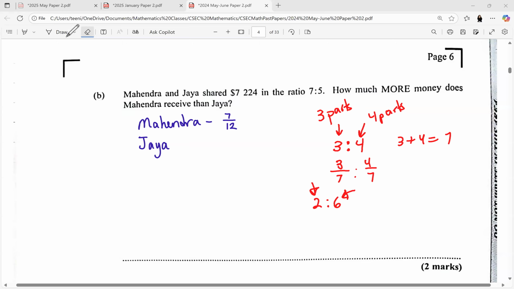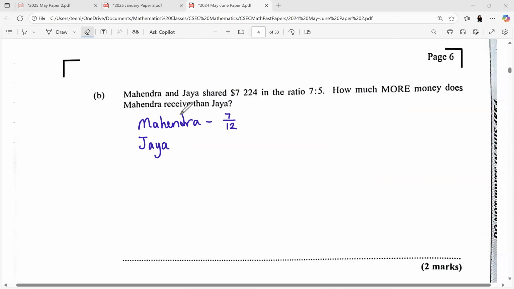Yeah, 6 plus 2 would be 8. Right. So the first part, 2 over 8, and 6 over 8. Good. So it means that with Mahindra and Jaya, if they're sharing the money in a ratio of 7 to 5, then Mahindra's portion would be 7 out of 12, and Jaya's portion would be 5 out of 12.